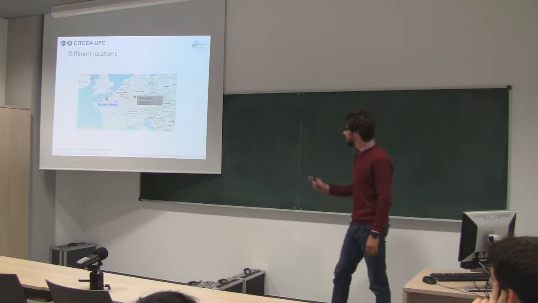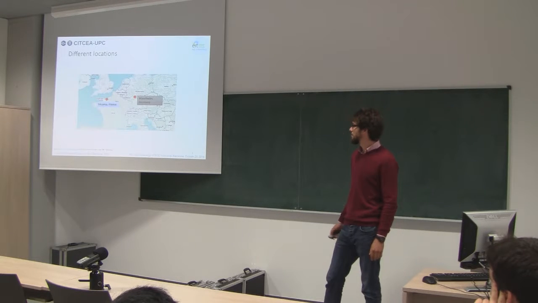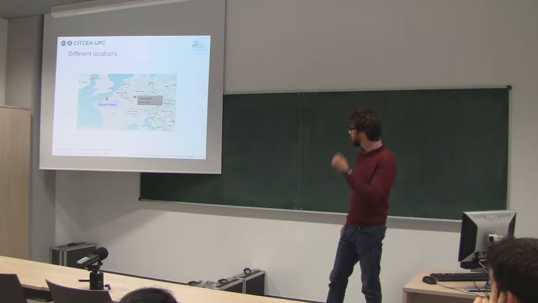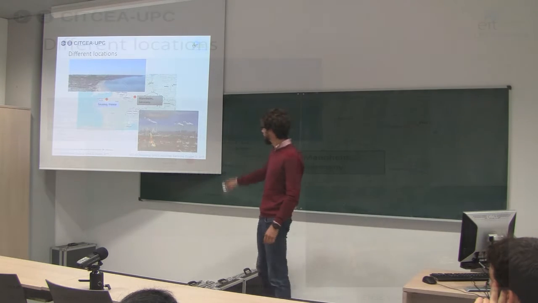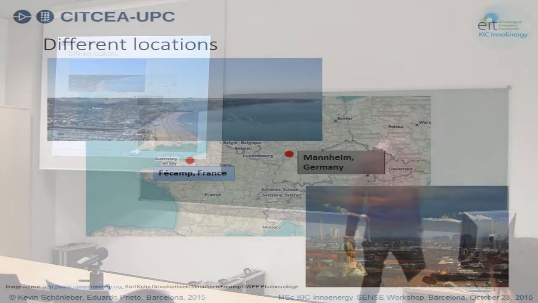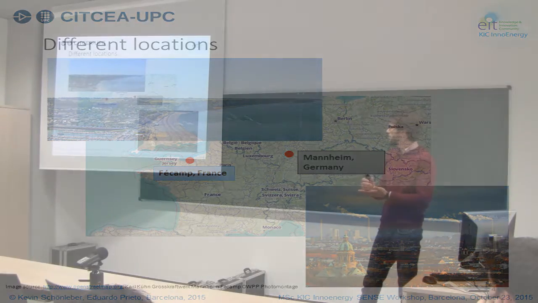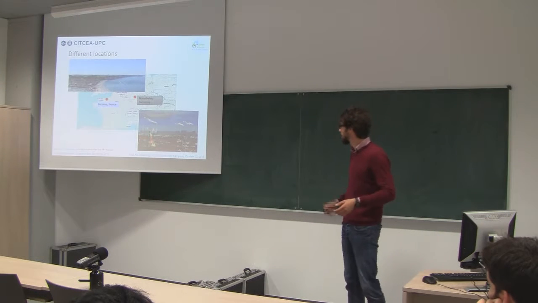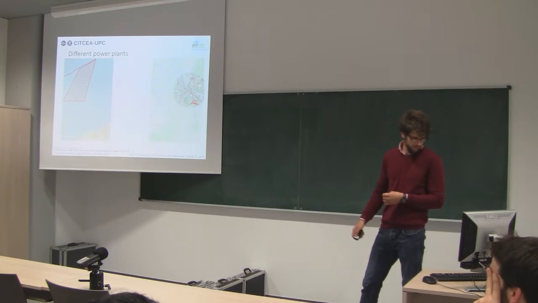The other location I printed here is Fécamp in France. This is where Alstom will build one of the offshore wind power plants. I want to show you a comparison. This is Mannheim, supposed to be one of the most beautiful cities in Germany. Correct me if I'm wrong. And here you see the beach of Fécamp, where they will build an offshore wind power plant 10 kilometers from shore, so you can see it from the shore, which is not always the case. Let's see the difference between these two locations.